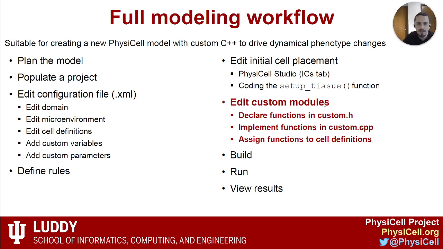So for that, I will explore more how to include new functions, declare them in custom.h, and implement them in custom.cpp. Assign the functions to the cell definitions, and eventually I will show how to assign a function as an add-on in the main.cpp. In our workflow, after editing the custom.cpp and adding the functions, we build, run, and visualize the results using PhysiCell Studio.